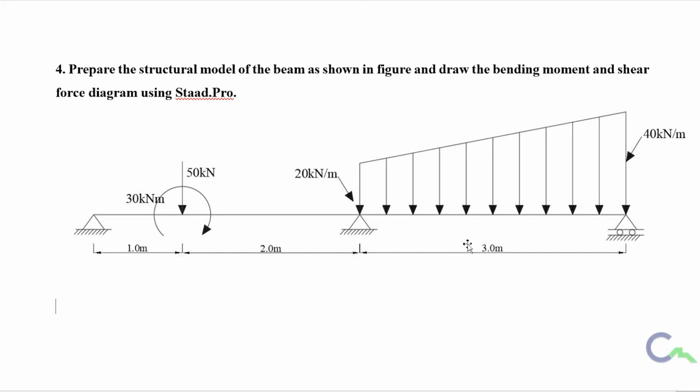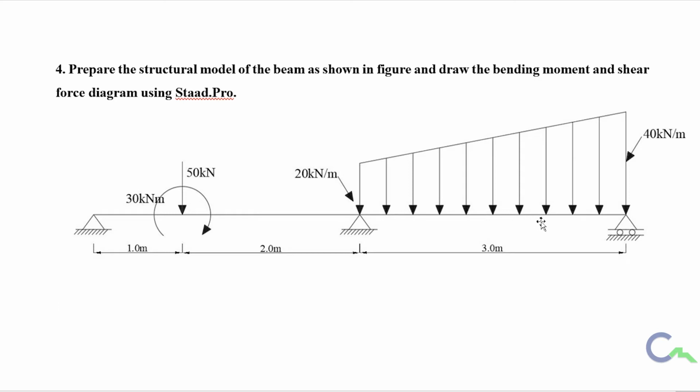They have given one continuous beam which has two spans, each of 3 meter. The first span rests on two hinged supports, and the second span rests on one hinged support and one roller support. For the first span, they provided one concentrated load of 50 kN at a distance of 1 meter, then one more concentrated moment of 30 kN which is acting in clockwise direction.